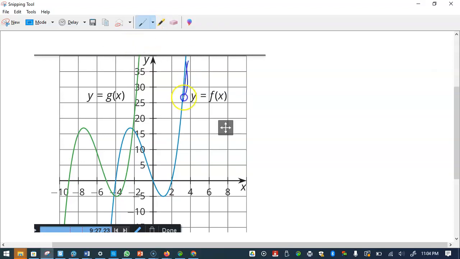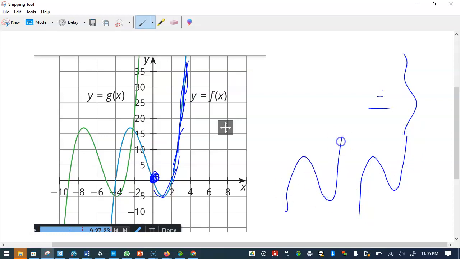So this is the main blue color graph, y equals f of x. And I'm going to start with this point. Look at this point. Where did this point go? See the shape. You can see this was the original, right? And you can see the green also is something like this. That means it has moved to the left, right?